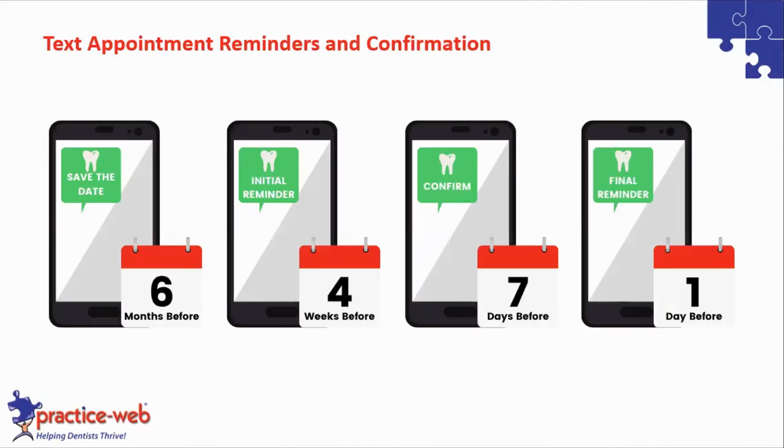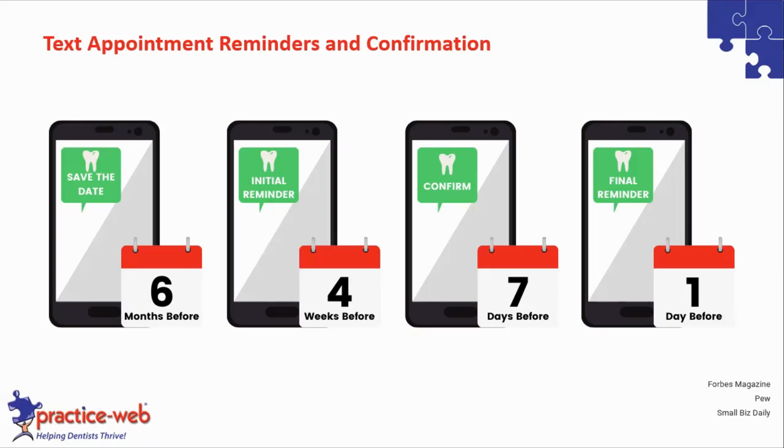And so, looking back at that timeline that I was showing you regarding the iron-clad reminder and confirmation process, here's how it translates for texting. With PracticeWeb, as soon as you schedule the appointment, you can immediately, automatically send a save the date reminder, or you can do it as a manual process if you'd like to, but it can be done automatically through our service. Then 4 weeks before, and you can customize these timeframes to your liking, you can send an initial reminder automatically. Then 7 days before, confirmation; 1 day before, final reminder, all automated.